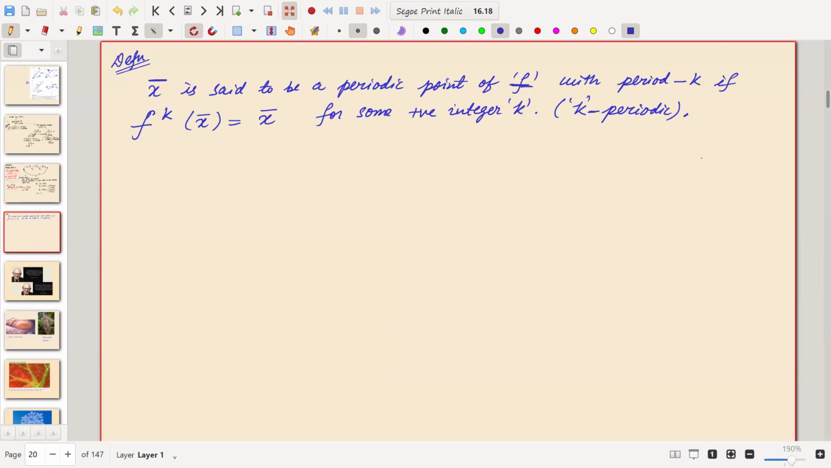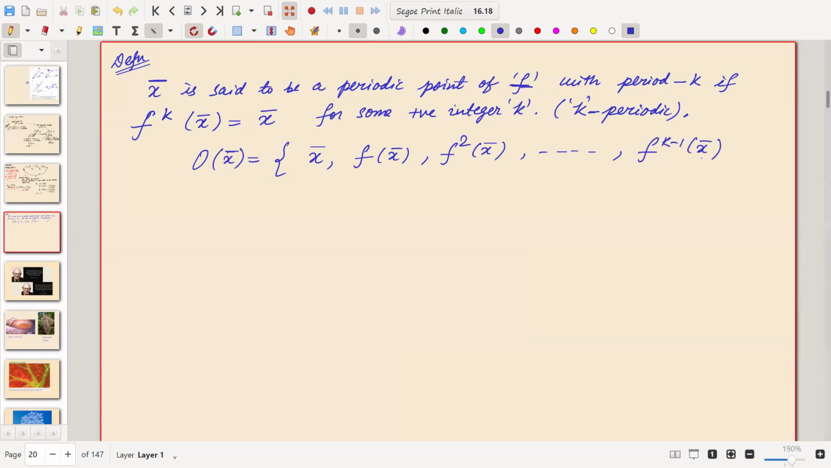Fine. So how does this periodic point look? It is a set, the orbit of x bar. Can you tell me the orbit of x bar? It is x bar, then f of x bar, then the second iterate of x bar, and so on till f to the k minus 1 of x bar. Why am I not writing f to the k of x bar? Because it is itself x bar, which is already here. So I am not writing it.